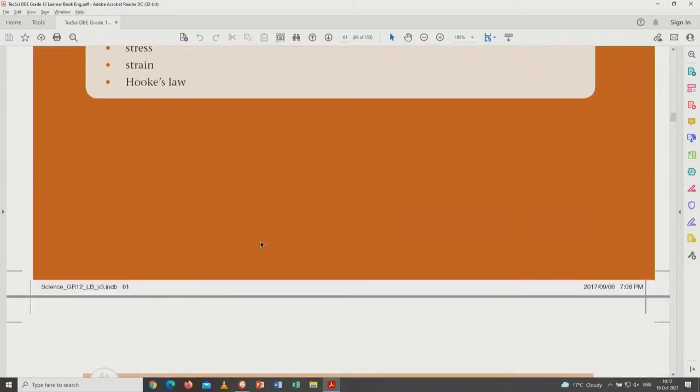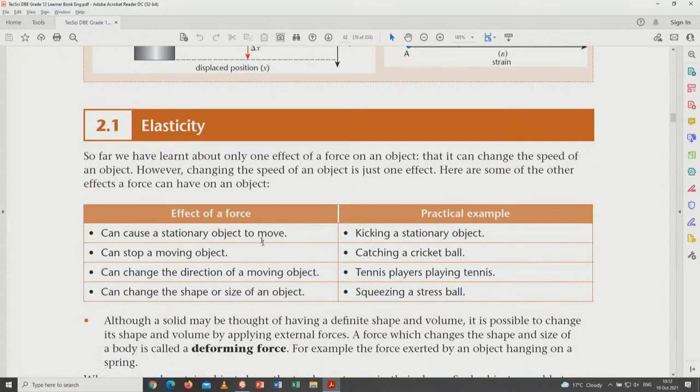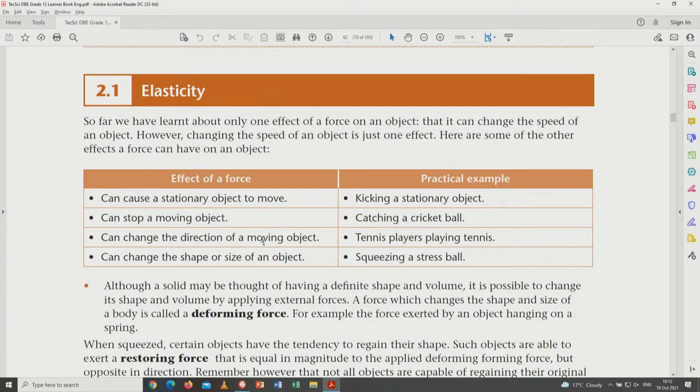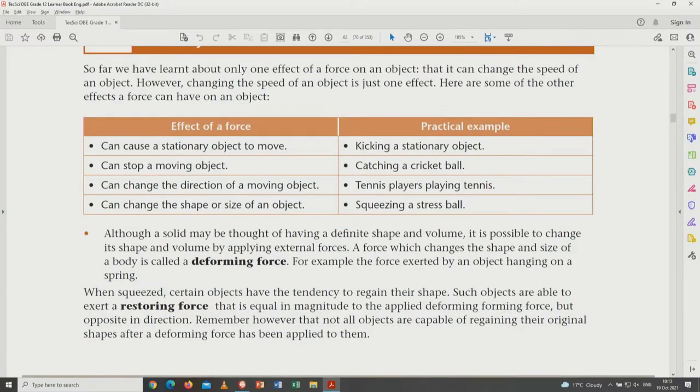Now, you will notice that on elasticity, here they say, so far we have learned about only one effect of a force on an object, and that is in the previous topics or chapters where you were dealing with motion. So one of the effects of force on an object would be to change the speed of an object, or cause an object to move, or a moving object to increase its speed or decrease its speed. However, changing the speed of an object is just one effect. There are some other effects that a force can have on an object.